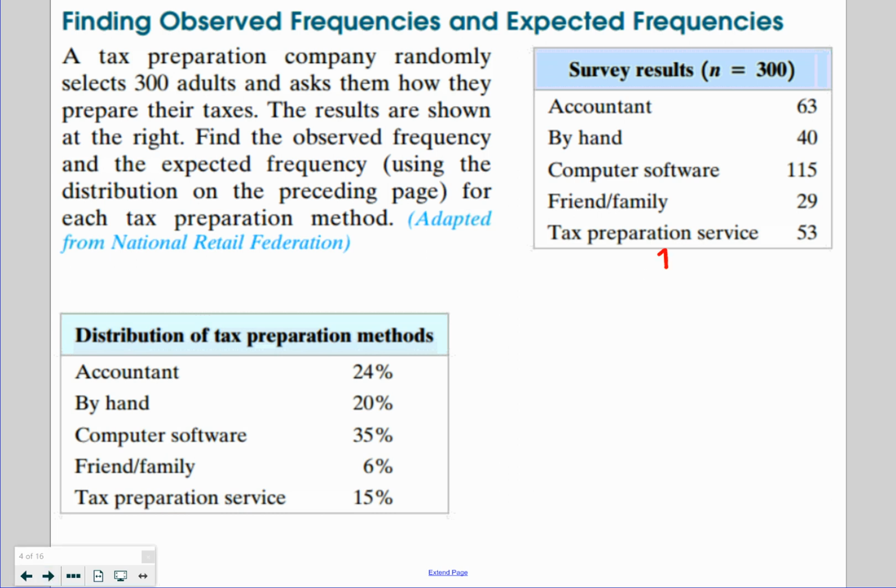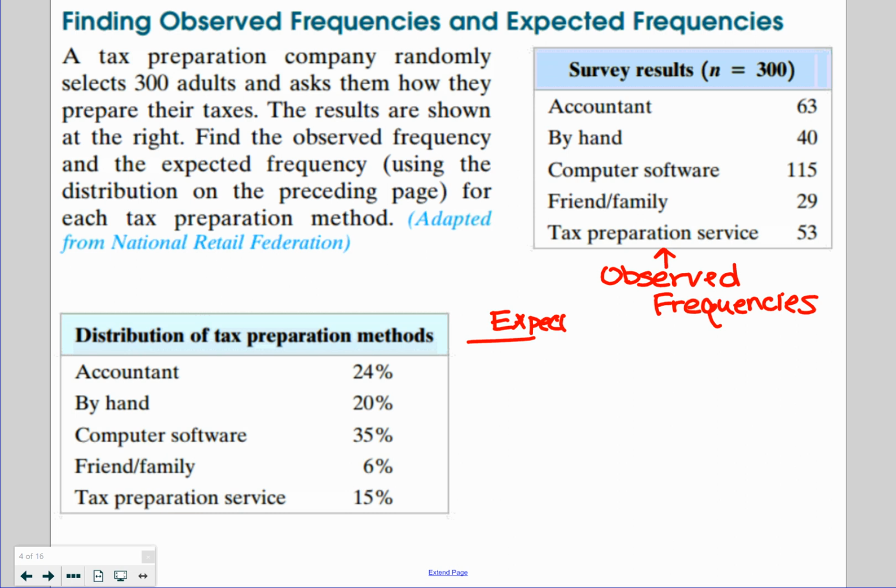So at the top are the observed frequencies. It's the survey results, so that's not something we're calculating. It's how many people answered for each category, and here I have 5 categories of ways that their taxes are prepared. At the bottom is what we would expect people to answer. Prior to the survey, the expectation was that 24% of people were going to use an accountant, 20% were going to do it by hand, 35% by computer software, and those are determined by other information from the person that makes the survey, maybe previous year's data. Those give us our expected frequencies.